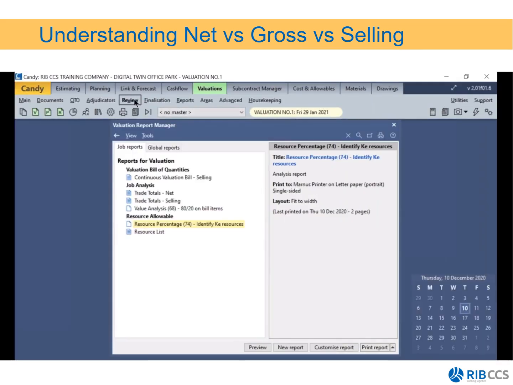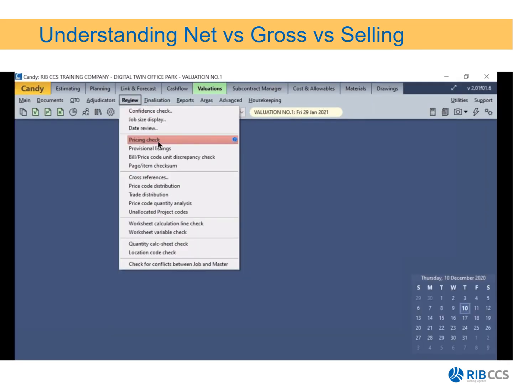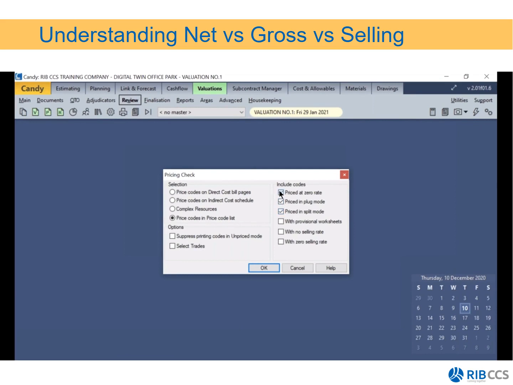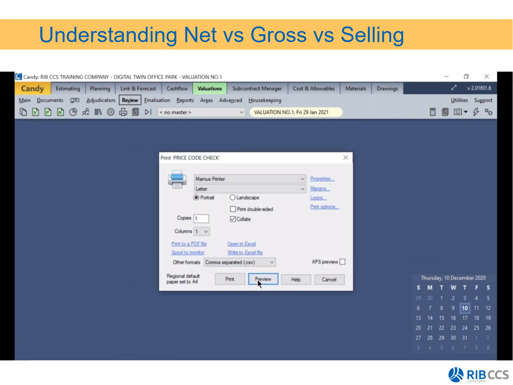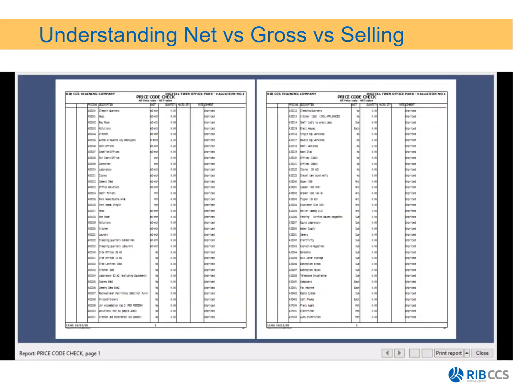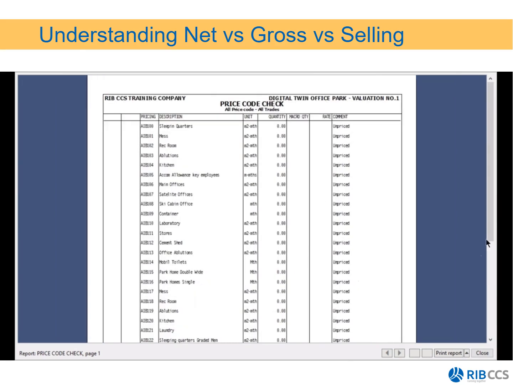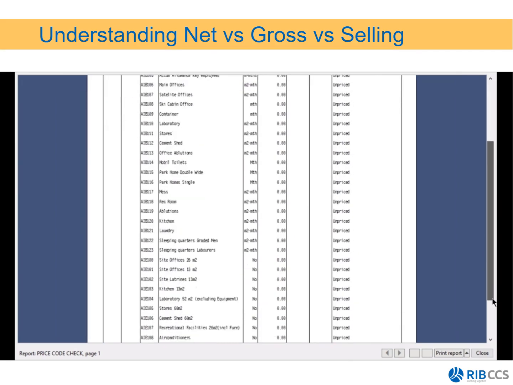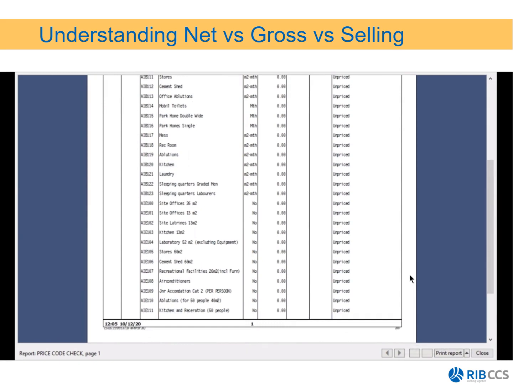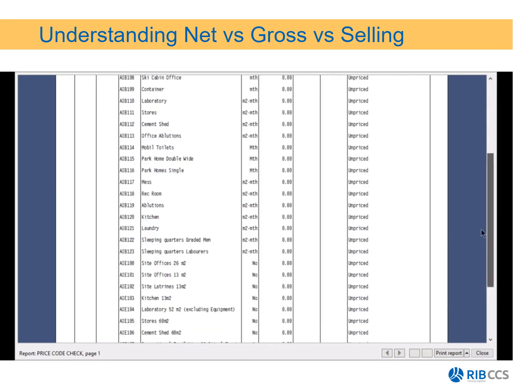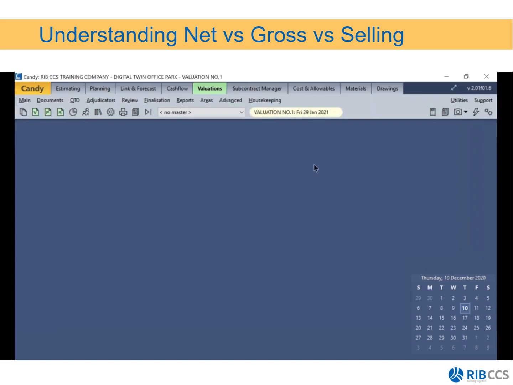Then we're going to do a review. We're going to do a pricing check, and we're going to check for any plug and split rates. So as the QS running the project on site, I would need to ensure that there's no plug and split rates in this job, so that I ensure I'm using Candy to its full potential. You'll notice then on this report, it just identifies all the unpriced items, which is unpriced price codes that we are not using in the bill. So I don't need to worry about that. There's no plug and split rates, so I can close this report.